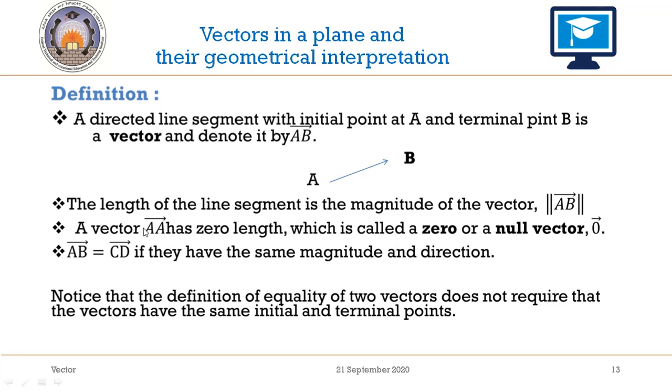A vector that has the same initial point and terminal point, which means the vector AA has zero length, is called a zero or null vector and is denoted by this symbol. Two vectors, the vector AB and the vector CD, are said to be equivalent if they have the same magnitude and direction. The definition of equality of vectors does not require that the vectors have the same initial point and terminal point. We only need to check that they have the same magnitude and direction.